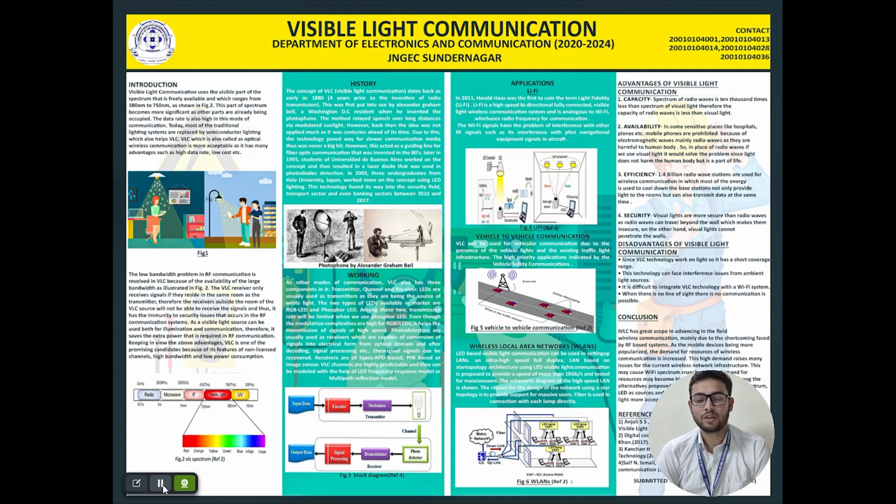Visible light communication uses visible light as a medium to communicate, or we can say that it uses the visible part of the spectrum, which is freely available and ranges from 380 nanometers to 750 nanometers, as given in figure 2. This part of the spectrum becomes more significant as other parts are already occupied. Also, in this mode of communication, the data rate and bandwidth are very high.